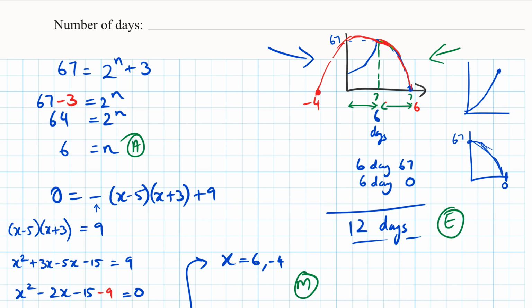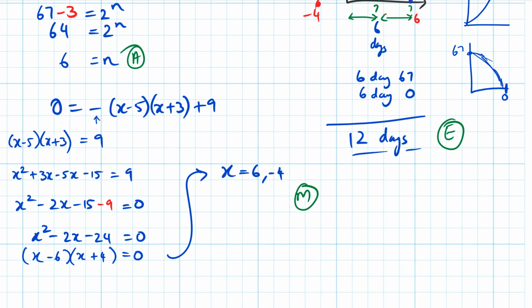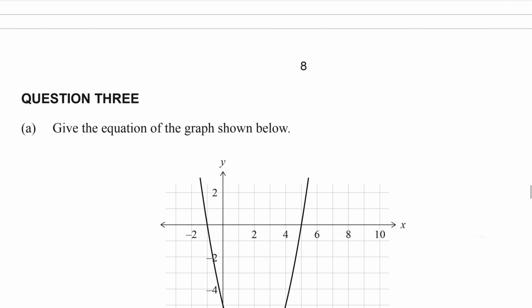Cool. I do apologize for the craziness, but welcome to Tables, Equations, and Graphs. All right, let's go to question 3, guys, and hopefully we get some nicer questions. There we go.